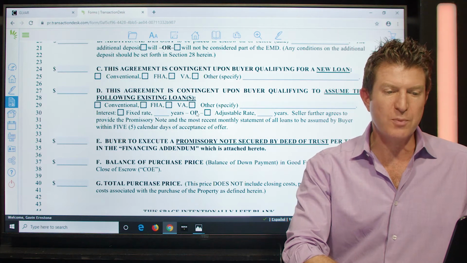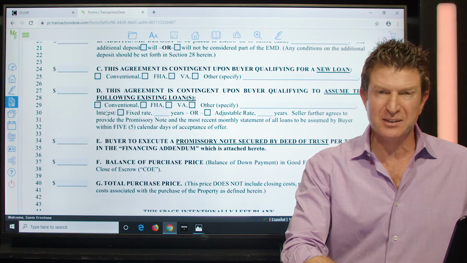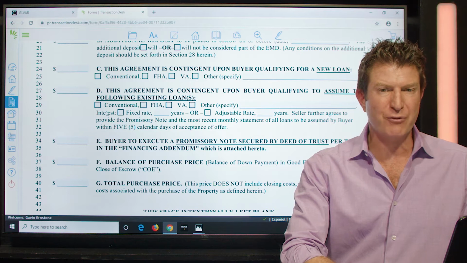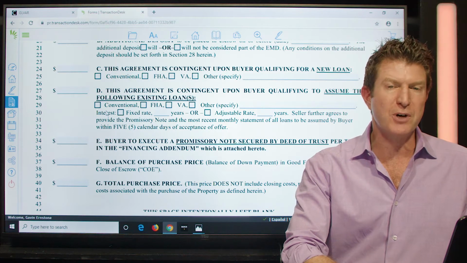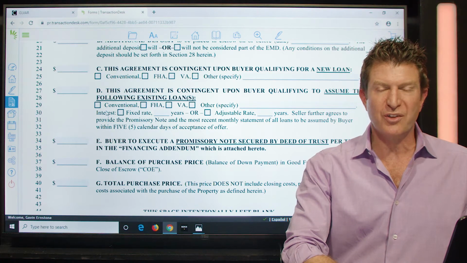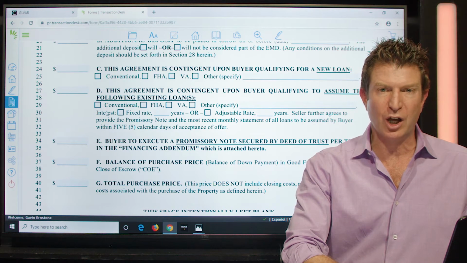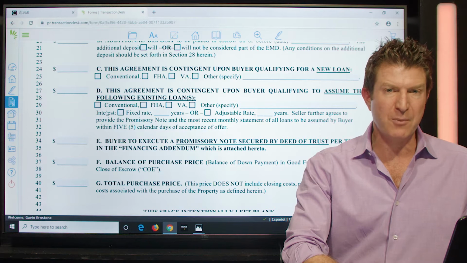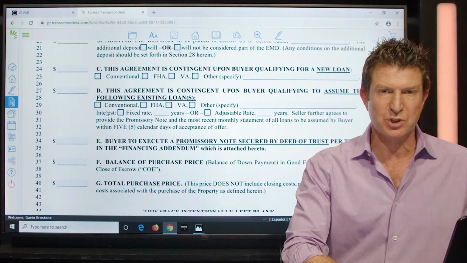If they are assuming an existing loan, that's going to be spelled out in here. There are very, very few loans left that are assumable. So it is extremely important to make sure that the lender will allow a loan to be assumed, and you need written permission from the lender in order to assume a loan.